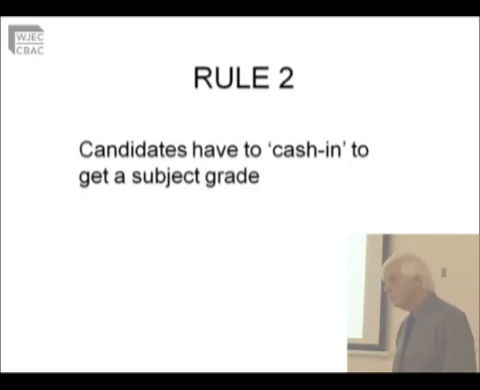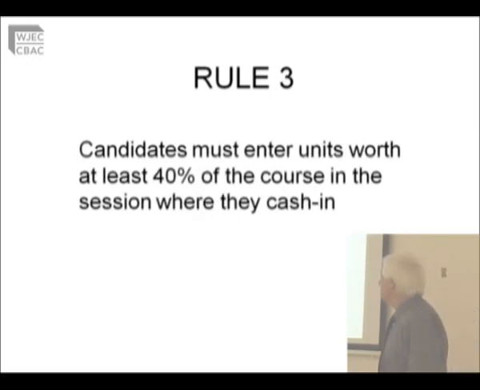Rule 3 says that candidates must enter units worth at least 40% of the course in the session when they cash in. This is a problem the regulators have in going to a purely unitised scheme. With GCE, you can do your units all over the place at any time you want, and you can cash in any time you want. But with GCSE, what they're saying is when you cash in, when you ask for a grade in that subject, you must at the same session be doing at least 40% of the course. They don't want to go too far away from the linearity.